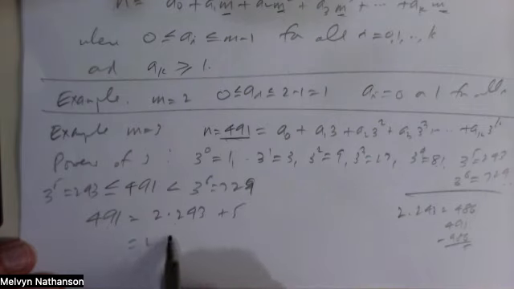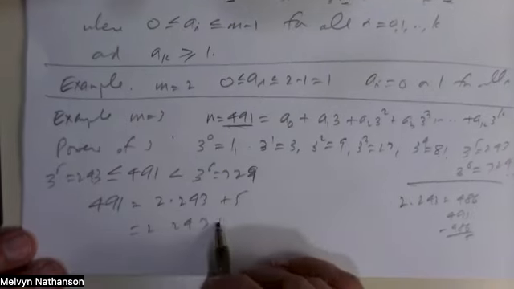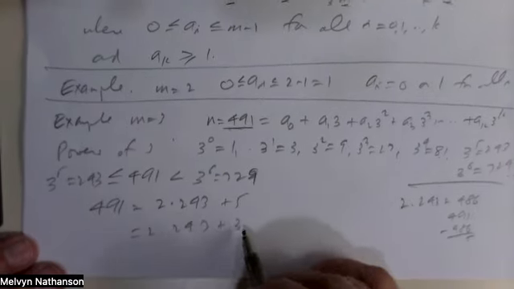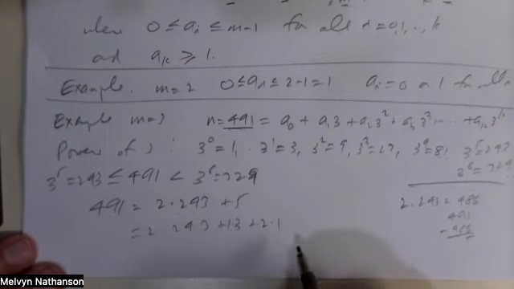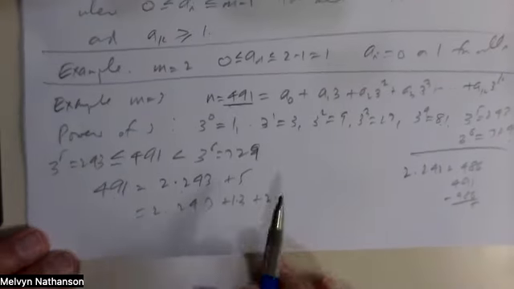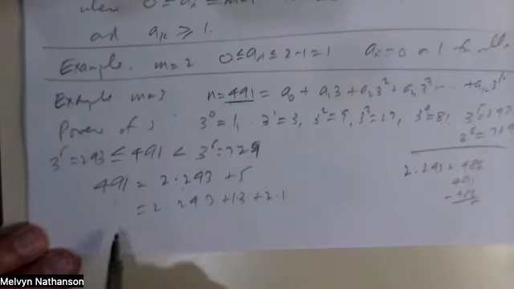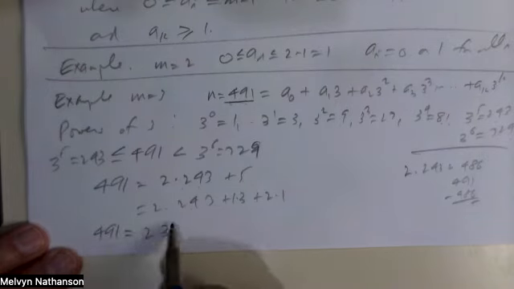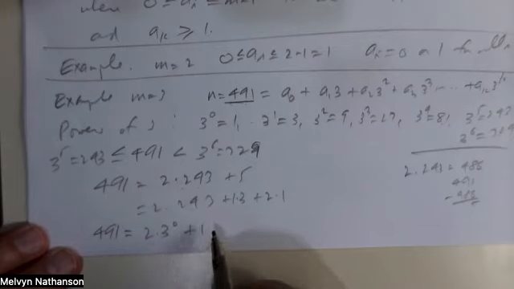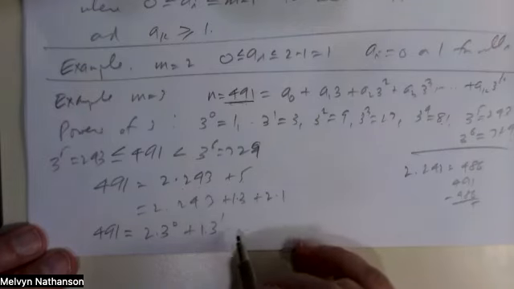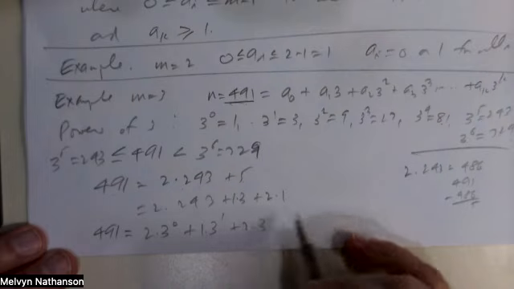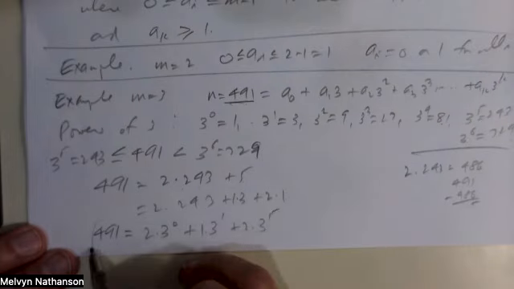What is 5? 5 is 3 plus 2. That's 1 times 3 and 2 times 1. So here I have my three-adic representation. 491 is 2 times 3 to the 0 plus 1 times 3 to the first power plus 2 times 3 to the fifth power.